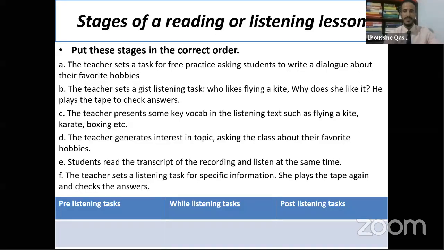So remember, we have 3 stages. The pre-listening: you build interest, you prepare, you motivate. Then while listening, students practice. They listen and they answer. After that is the production, the post-listening. They use their own words. Great.